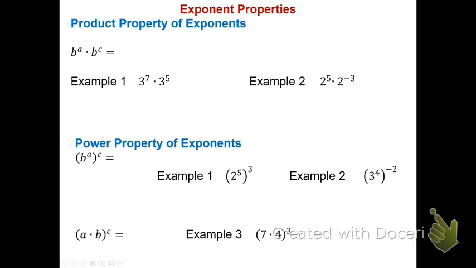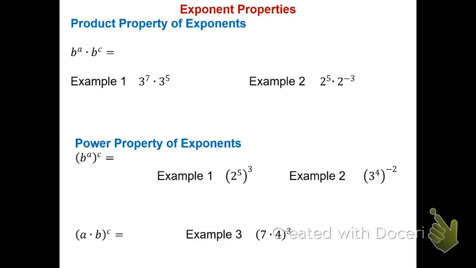Now we're going to look at our exponent properties. Some books, and I think Apex even refers to these as laws, and you'll see it termed both ways, either exponent properties or exponent laws. So the product property of exponents is when you are multiplying, that is a product, 2 powers. If, for instance, I take b to the a and multiply it by b to the c, I need to figure out what that is equivalent to.